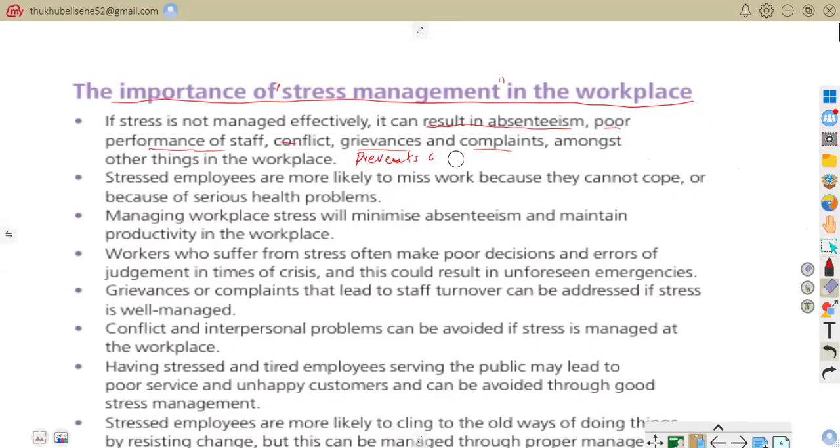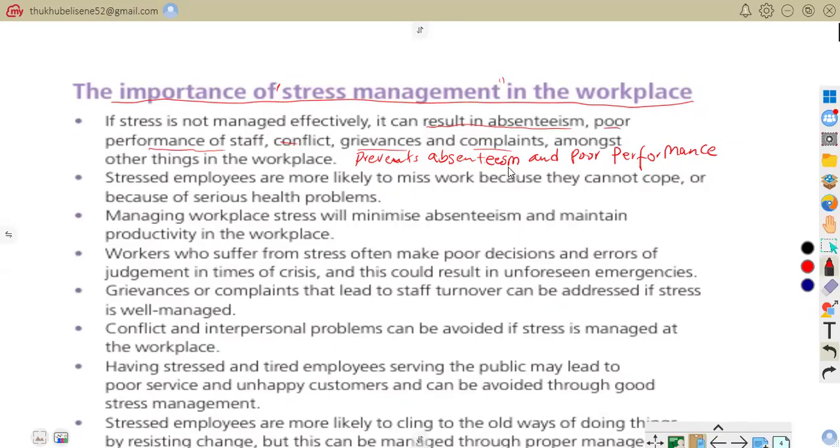Absenteeism. We are saying it prevents absenteeism. So it means this can prevent absenteeism and poor performance. So that is that.